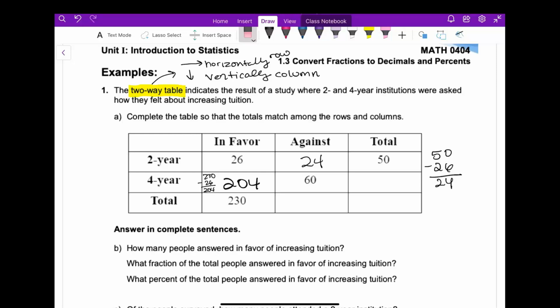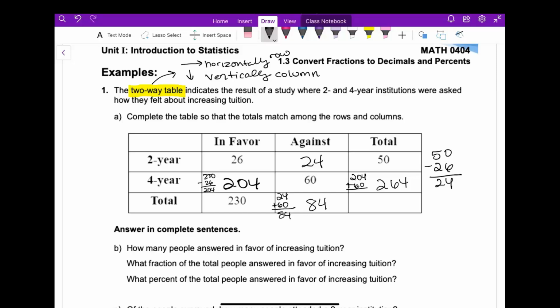So notice filling in is a little messy. I jump all over the place, and you kind of have to keep track of what it is that you're doing. So I'm adding 24 plus 60, so this total here is 84. And now I'm able to look at the 4-year row that I couldn't fill in earlier, and I know this will come from 204 plus 60, and this is 264 total.